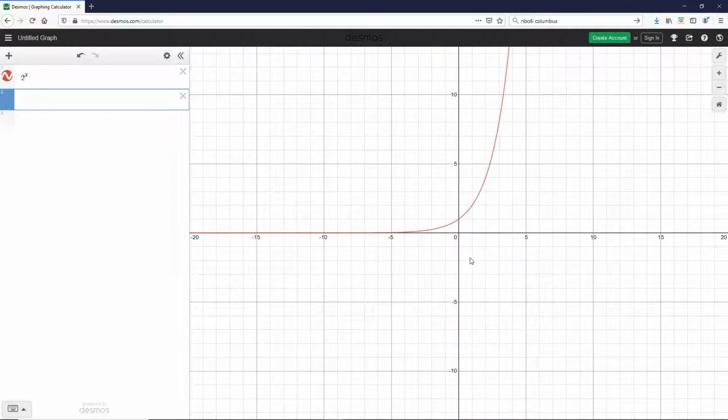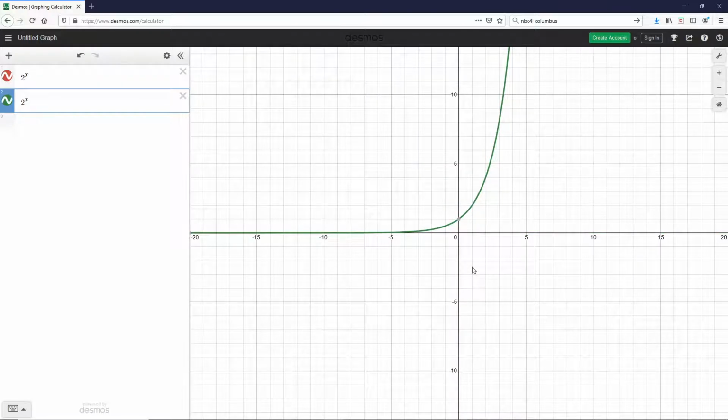Now what if we wanted to do a reflection about the x-axis? Remember, to do that, you put a negative in front of the entire function. So what that did is it reflected the graph about the x-axis by having a negative 2 to the x. And then if we wanted to do a reflection about the y-axis, you put a negative in front of just the x's. So you see that we now have reflected the graph about the y-axis.